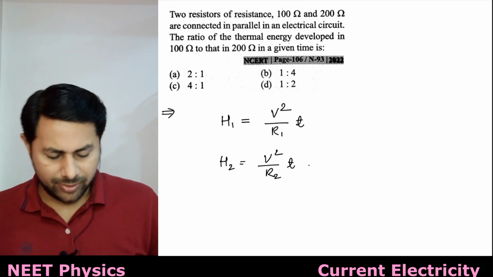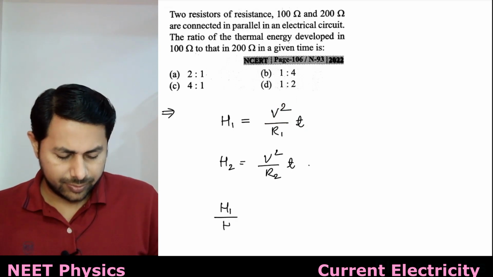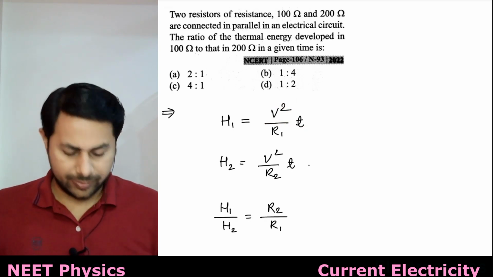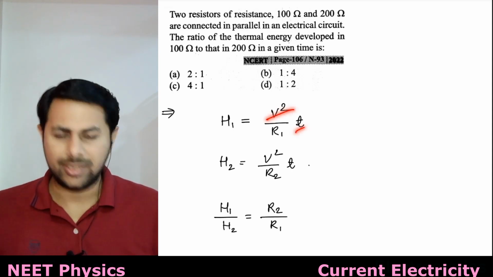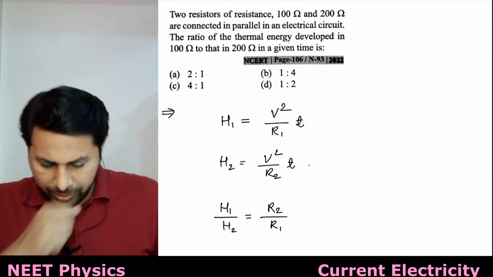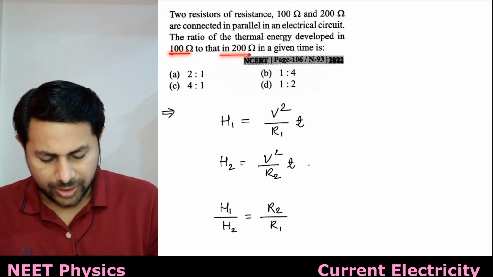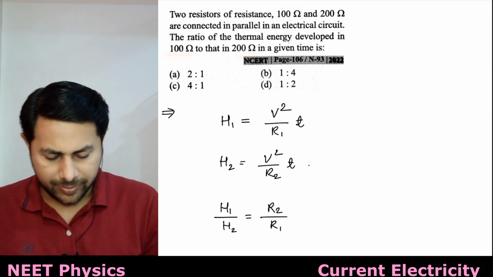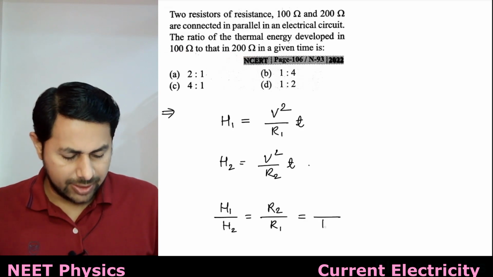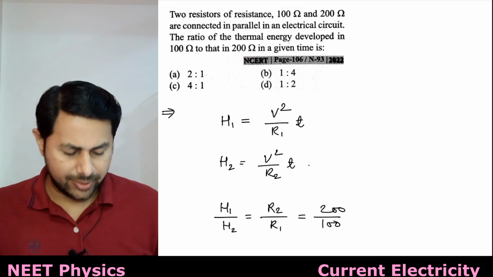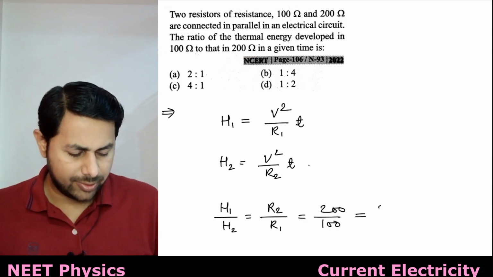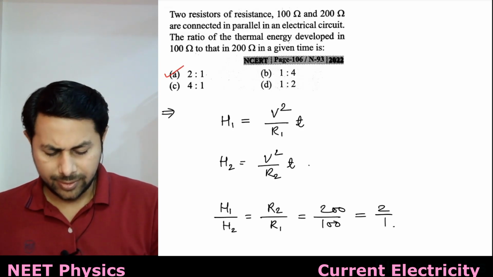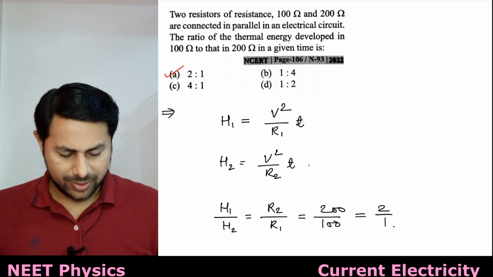So H1 is to H2 would be just equal to R2 is to R1, right? Because V is constant, T is constant. And then what are the values of R1 and R2? 100 and 200. Just put that. R1 is 100, R2 is 200. 200 by 100 is 2 by 1. 2 is to 1. Very simple question, right?